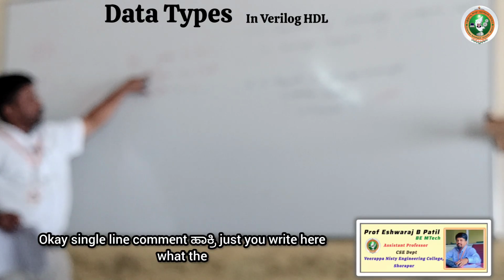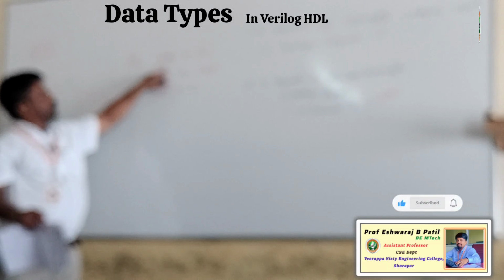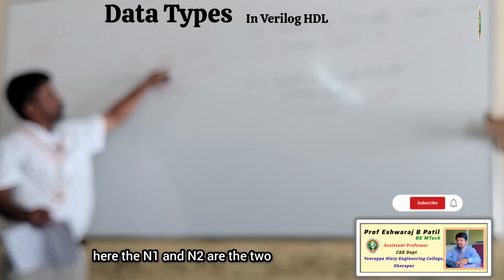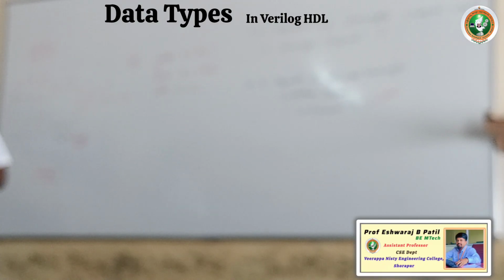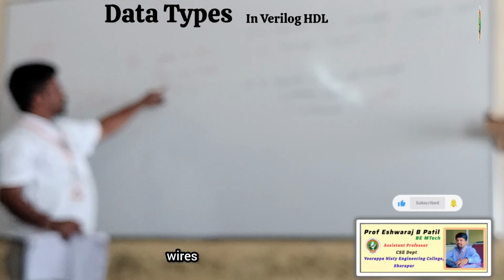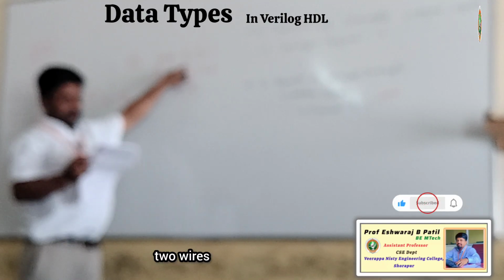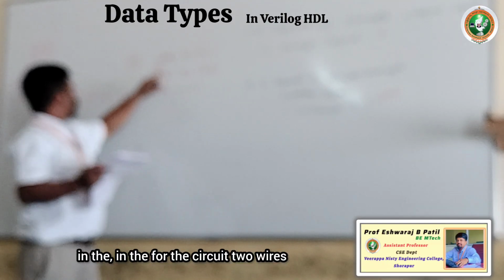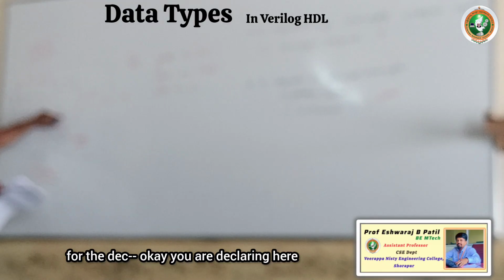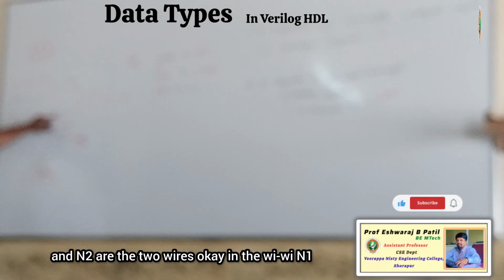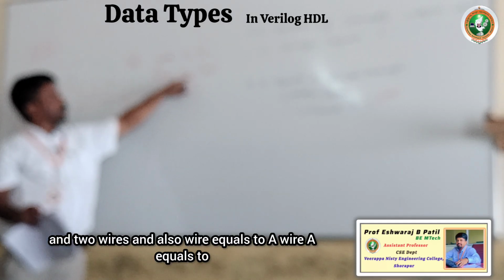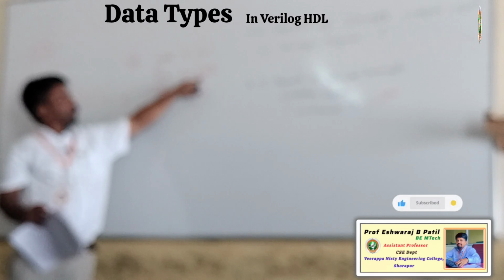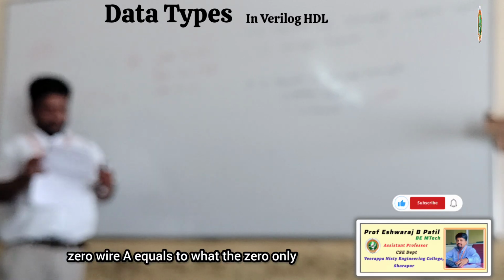Okay, write a single line comment: N1 and N2 are two wires for the circuit. You are declaring here that N1 and N2 are the two wires. And also wire a equals 1 bit of 0. Wire a equals 0 only.